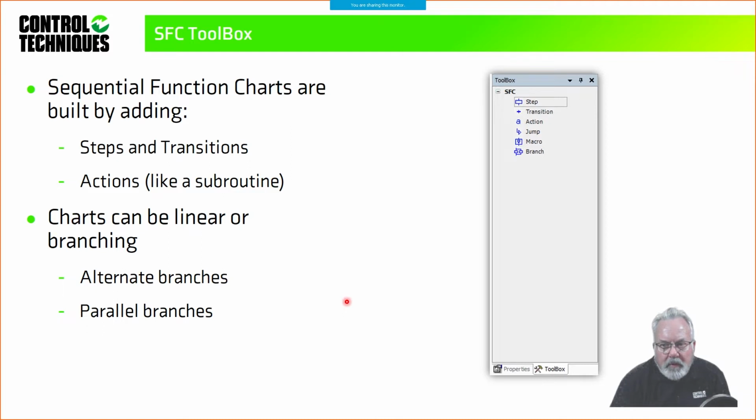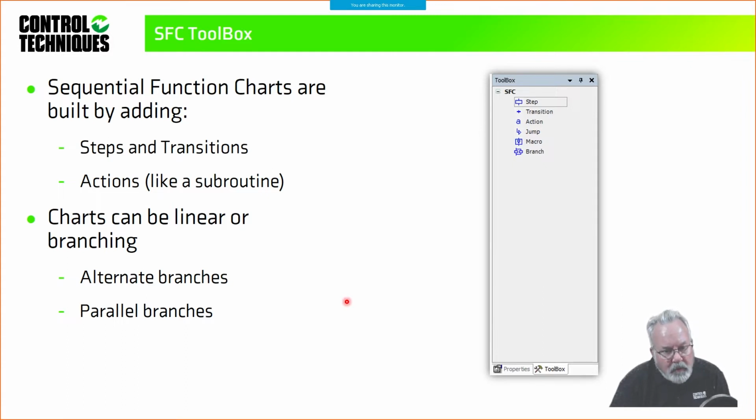So the toolbox contains steps that you see there, and transitions also. It also is going to utilize what are called actions. An action can be considered to be a subroutine. So your sequential function chart consists of steps and transitions, and the steps themselves contain actions. And the actions are where the functionality of that step occurs.